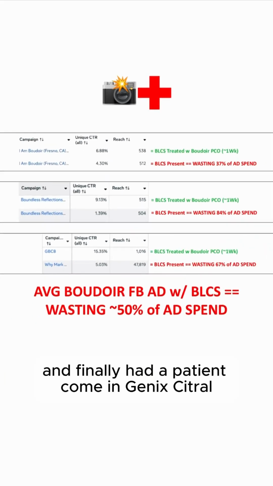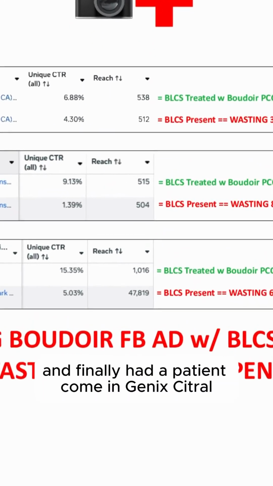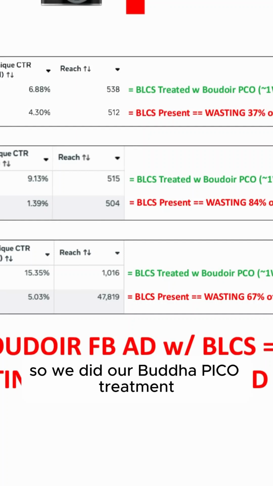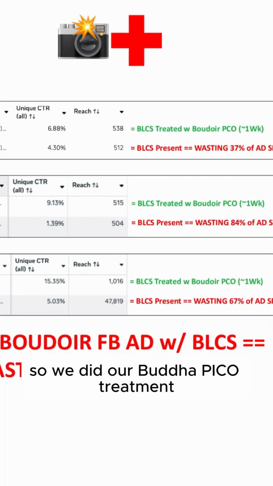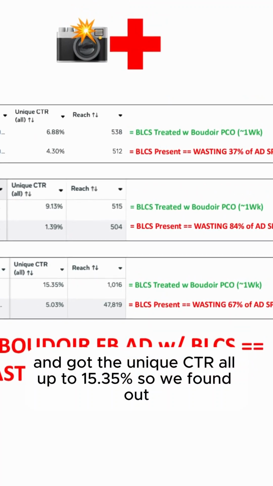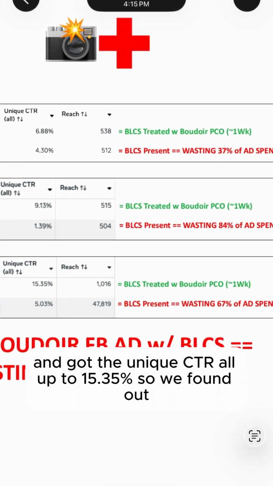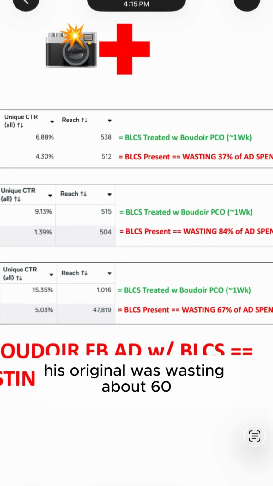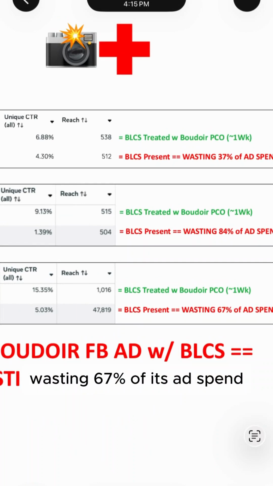And finally, had a patient come in, Boudoir Facebook ad, unique CTR 5.03%. So we did our Boudoir Pico treatment, took about a week, and got the unique CTR up to 15.35%. So we found out his original was wasting 67% of its ad spend.